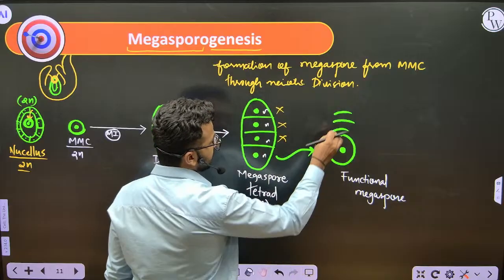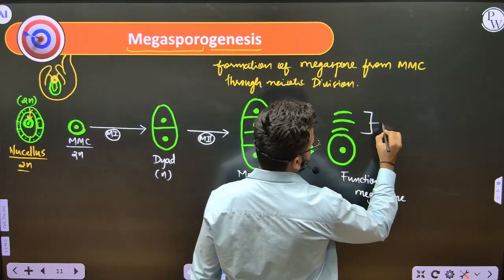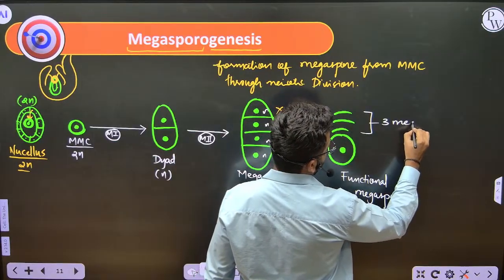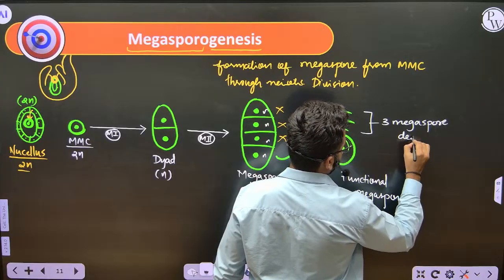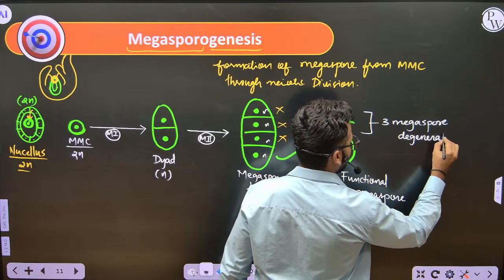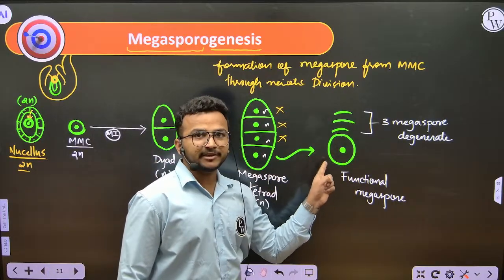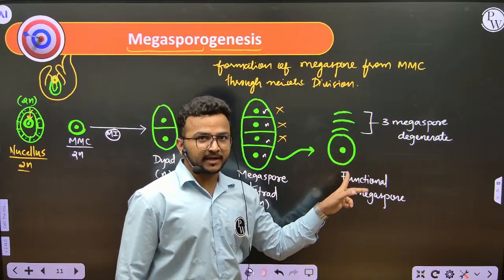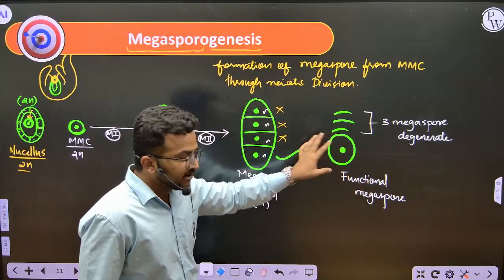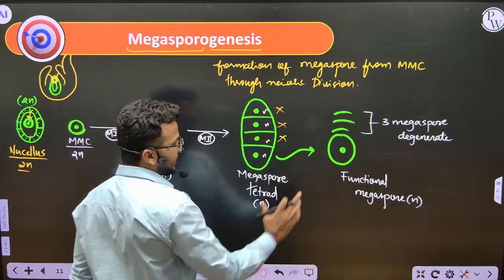So here 3 megaspores will degenerate. Of the 3 megaspores that degenerate, only one will become functional, and we call it the functional megaspore. The ploidy of the functional megaspore is haploid only. There is no change in ploidy level.